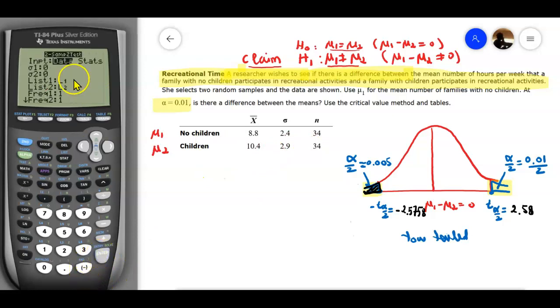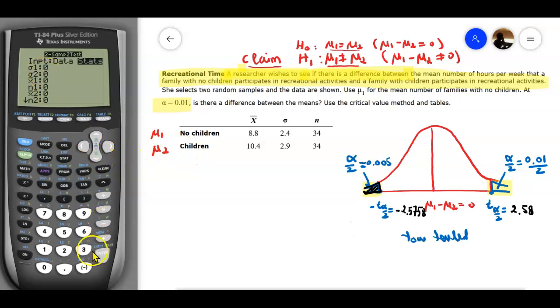Once we enter here, we have two options: either the data, and if you have the data, you're going to be provided with a list. This is in case you have all the numbers. Obviously we don't have the list, so we're going to go on the side and click on stats. Stats means you are already provided with the average, the standard deviation, and n, and this is the case as you see it here on the table.